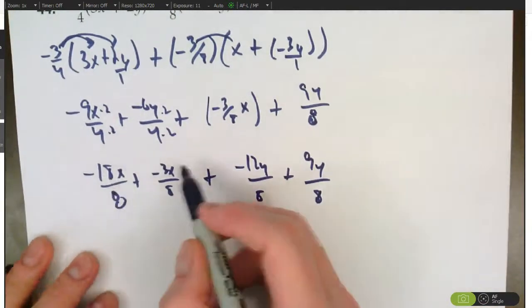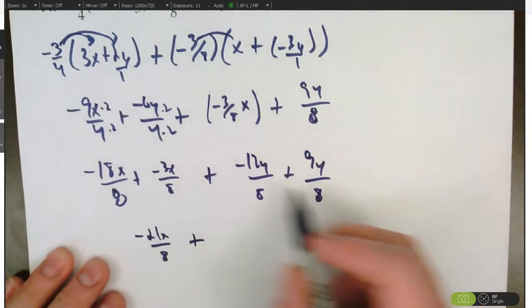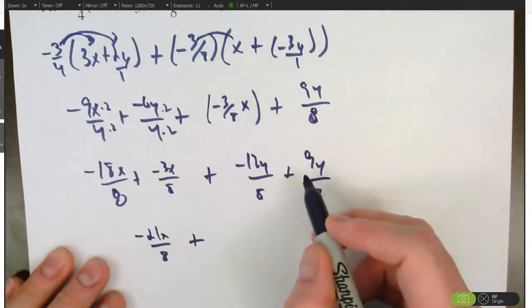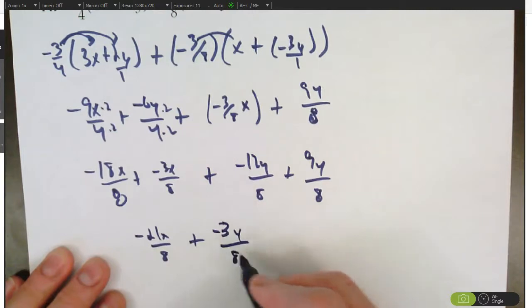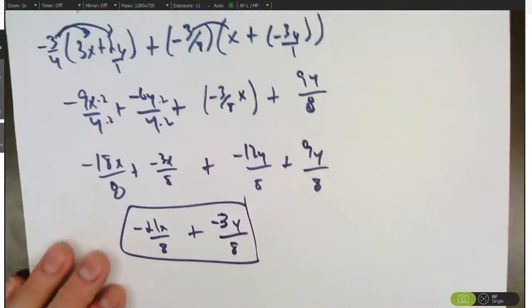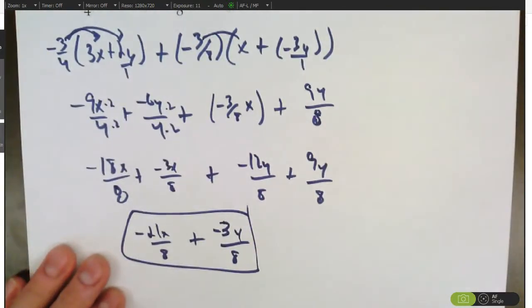Okay, so negative 18x plus negative 3x is negative 21x over 8 plus negative 12y plus 9y is negative 3y over 8, and that's our simplified problem. Okay, so the fractions get a little hairy on 44.